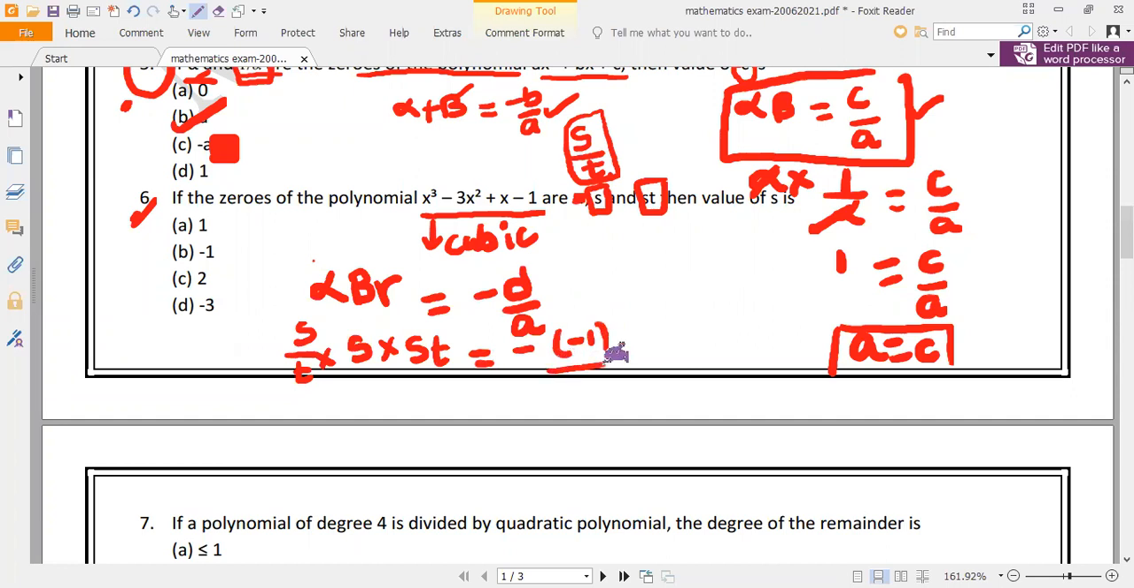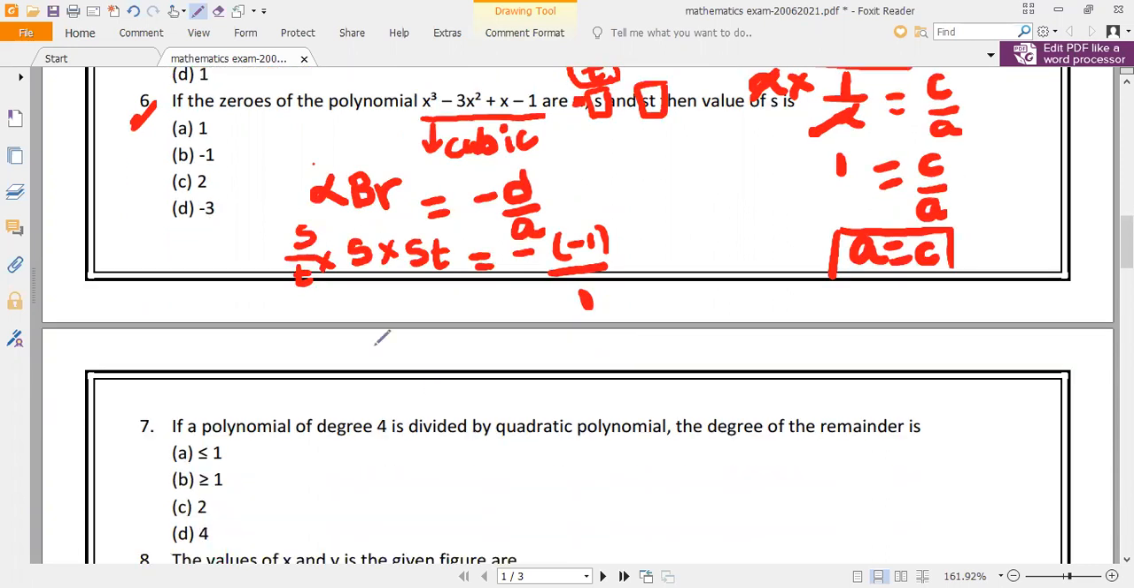What is our a? 1. The t's cancel, which gives s into s into s, so s cube is equal to minus into minus, plus 1. Then what is the value of s? s is equal to cube root of 1, which is equal to 1. Do you understand? So what is our option? Option A.